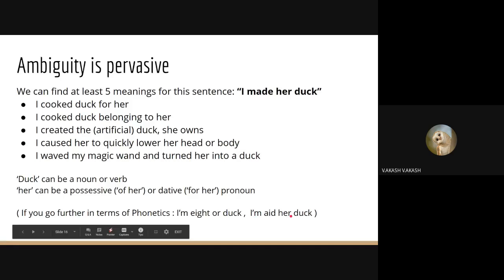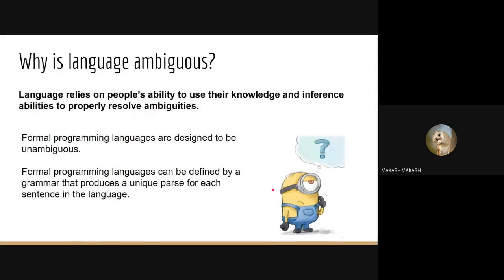And similarly for "I made her duck." So now we might ask, why is our language so ambiguous? Why didn't we have all the rules in place before to avoid these ambiguities, just like formal programming languages? Well, in formal programming languages, we have a deterministic structure. They can be defined by a grammar and produce unique parses for each sentence. So why can't we do the same for our language?